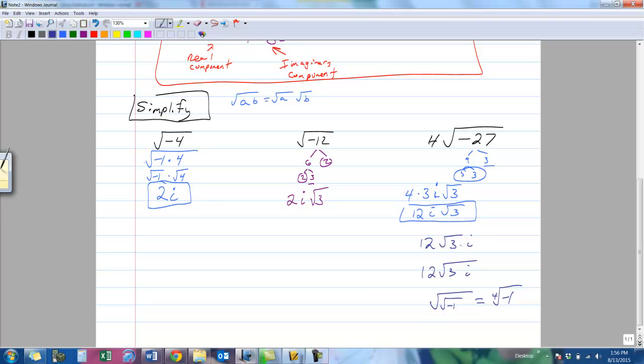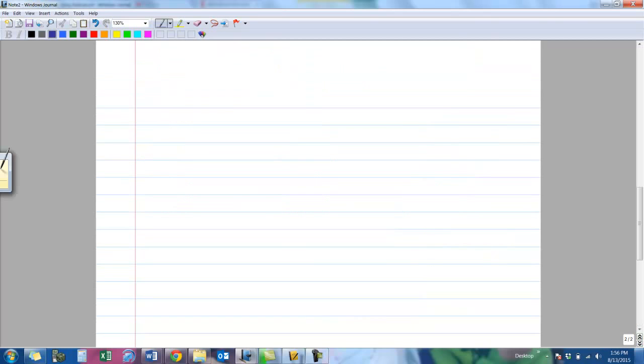So here's the thing. It's not that it's wrong. We just like to have the i between the regular number and the radical so that there's no mistaking that it's not inside. Word? Word. All right.